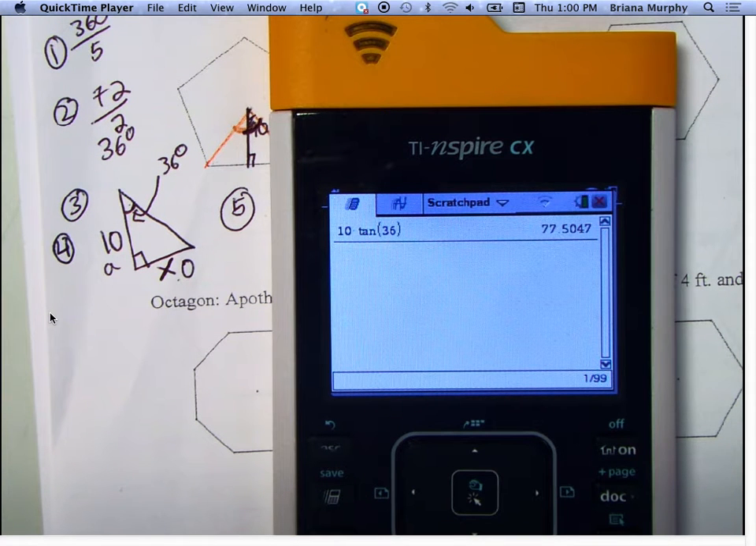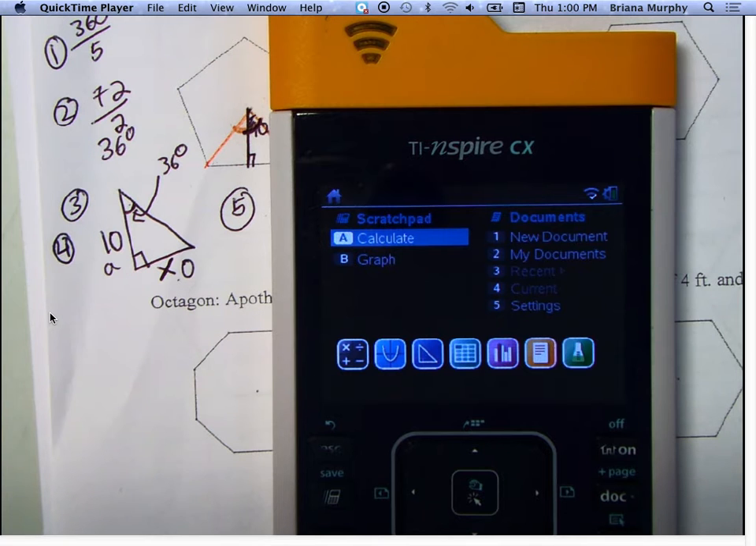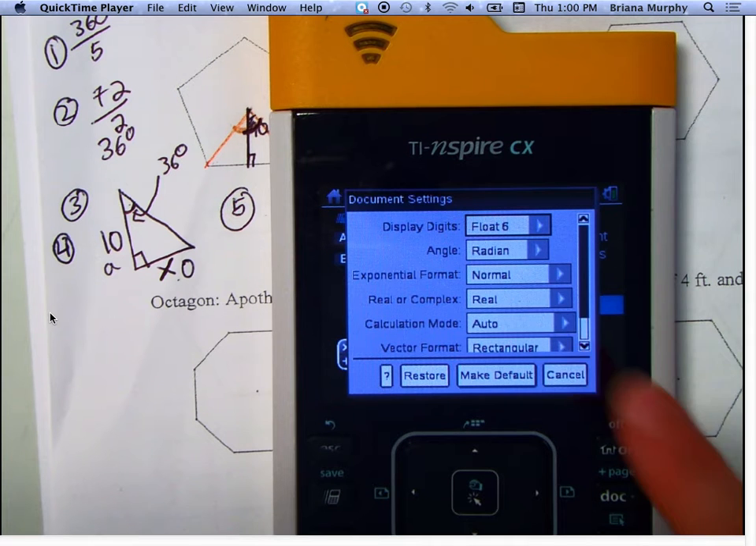I got 7.2. Let's check. So I did it right. Hit the home screen. Everybody hit the home screen. You're going to hit settings, number 5. And then you're going to hit number 2. 5 and 2.